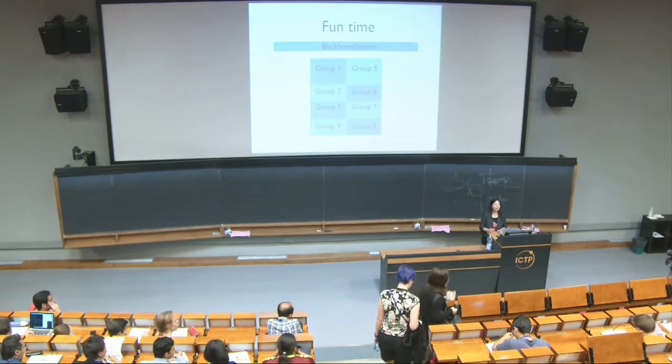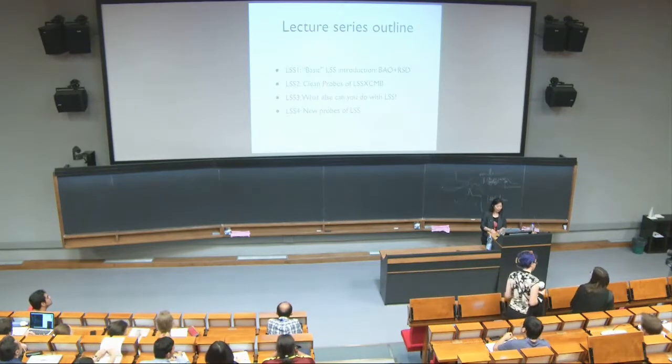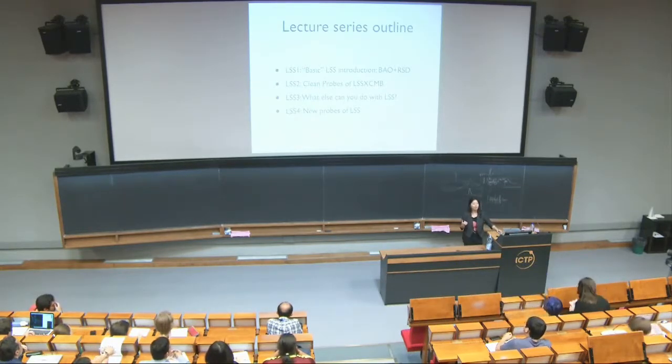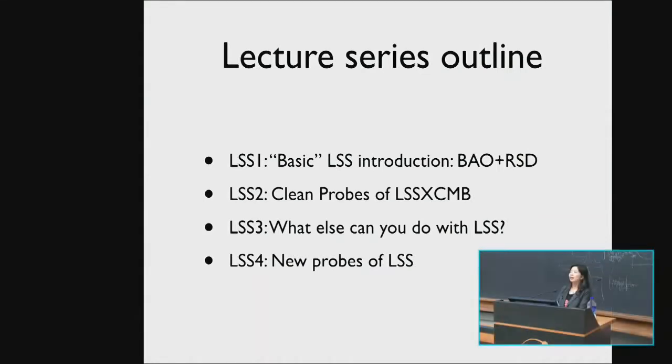Let's start a little bit, because the beginning will just be about last time. The lecture series: last time we had a basic introduction of larger structure, baryon acoustic oscillation and redshift space distortions. You haven't had much of redshift space distortions, but we'll talk about it today. Today I'll be talking about cleaner probes, cross-correlating larger structure and CMB.